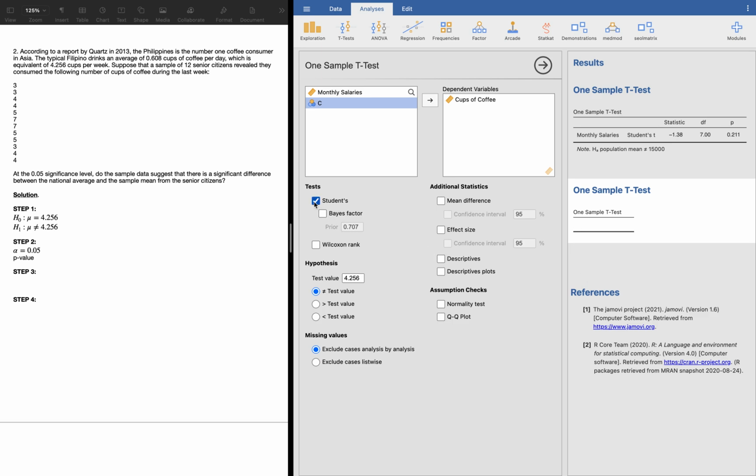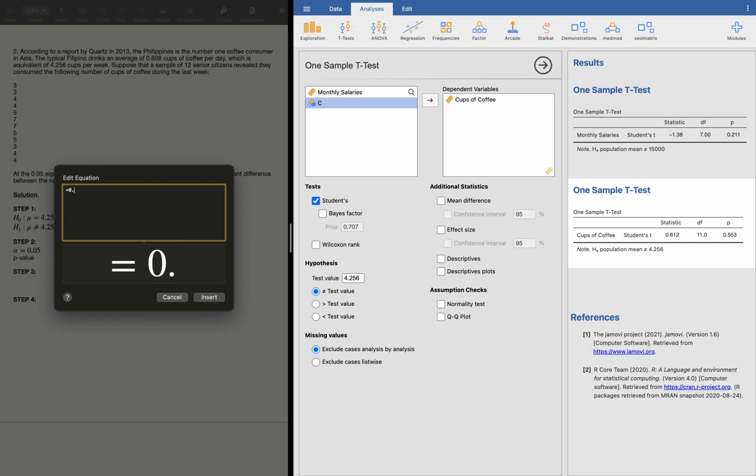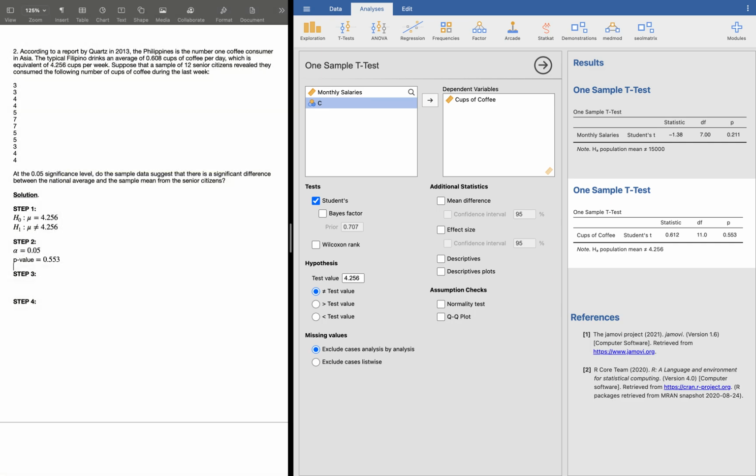Oh, I forgot. We need to check Student's t-test. Our H sub one, well, Jamovi uses H sub A, is correct: mean is not equal to 4.256, as also shown in our first table. So we can see that the p-value is 0.553, and the test statistic, our t value, is 0.612, which is pretty much correct here. Our degrees of freedom is 11. So our p-value is equal to 0.553.